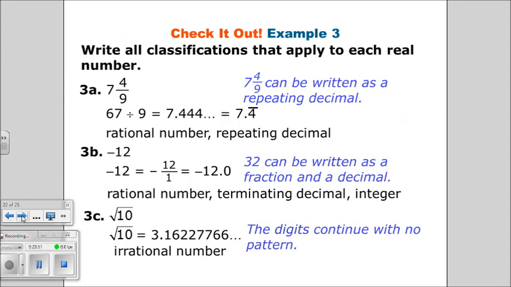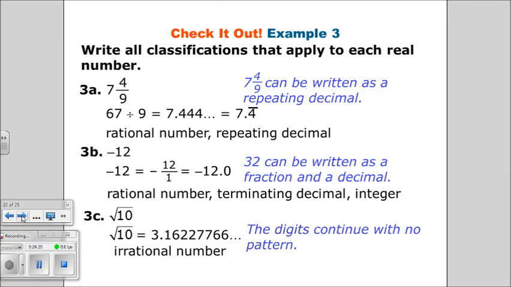So 7 and 4 over 9. Think about it. 4 over 9, division, divisible by 9. So 4 over 9 equals 0.44444 to infinity. That's why we'll say the result equals 7.4 with a dash. That's why it's not terminating, but it's a rational number and a repeating decimal. Why? Because we do have here repeating decimals.